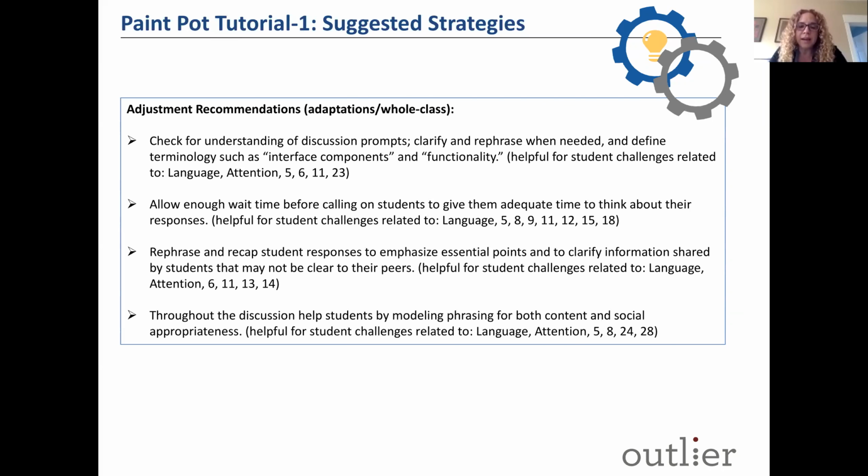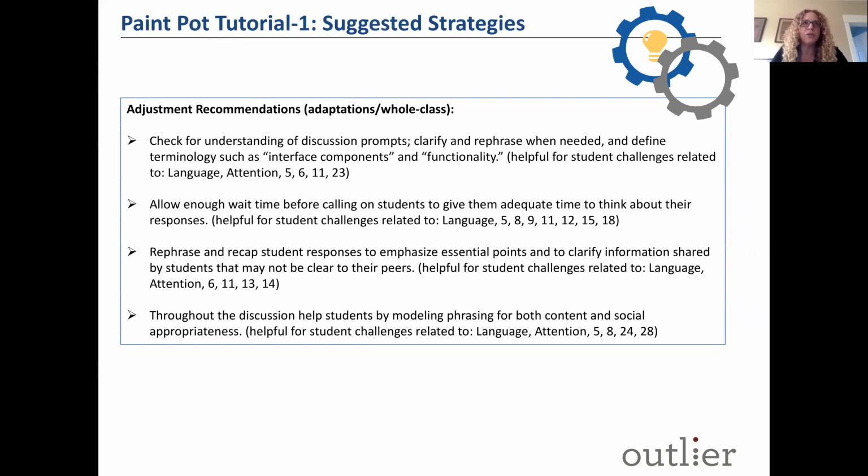Provide enough wait time for them to come up with the answers before calling on them or as they're formulating their thoughts, just giving them that pause. And also create a climate in the classroom where students give each other enough wait time, because some people just need a little more time. I think in our society we can be a little impatient and jump right in and start speaking for each other. A good thing to do is to rephrase and recap what students have said.